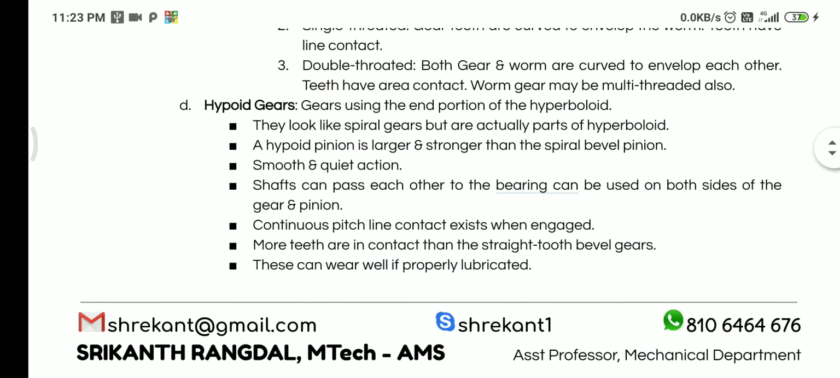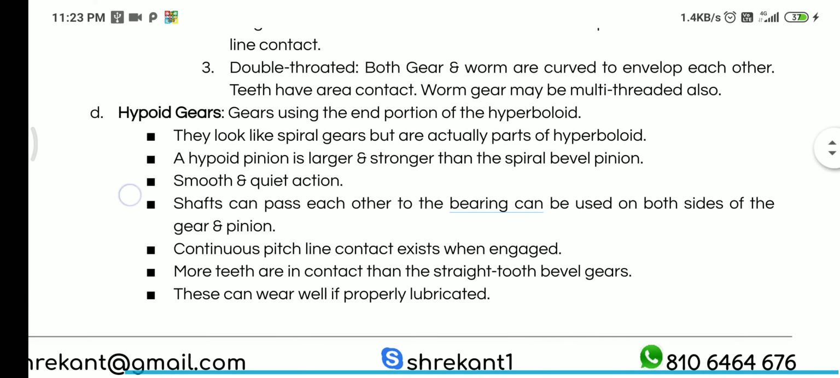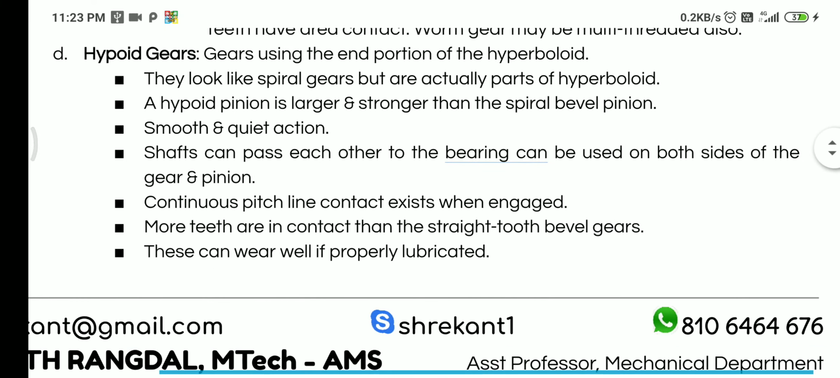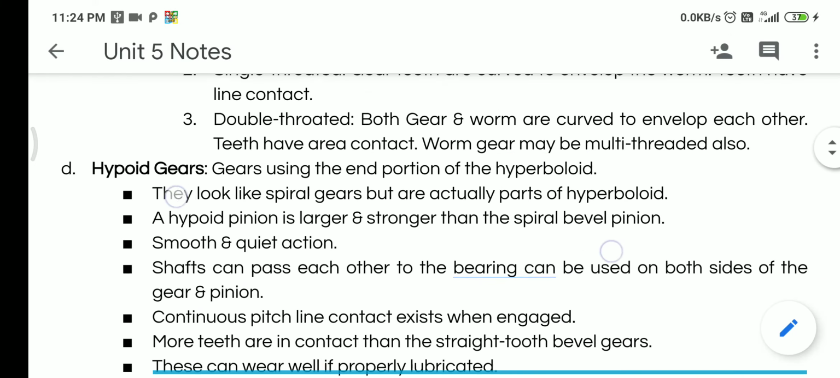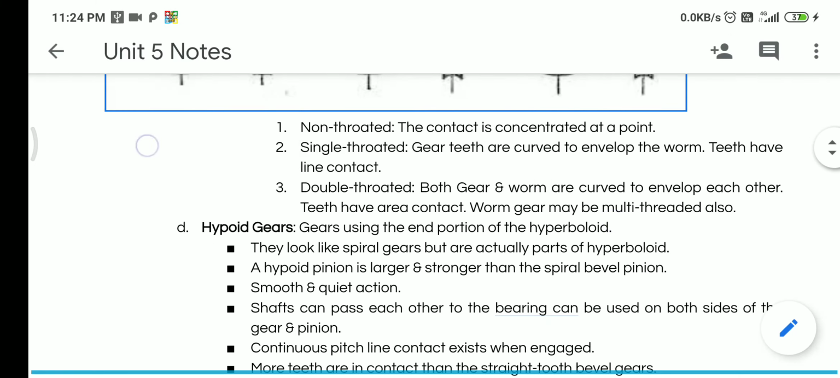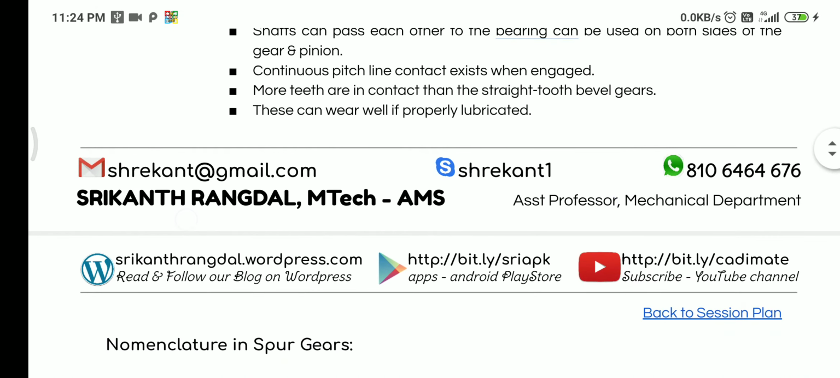Lastly, we have something called Hypoid Gears. These gears are used in the end portion of the hyperboloid. They look like spiral gears but are actually parts of a hyperboloid. A hypoid pinion is larger and stronger than the spiral bevel gears, smooth and quiet in action. I was actually not able to get a diagram for this. In case I'm able to get it, I'll put it in the notes, and you can stay in contact with the notes to check out what additions are made.